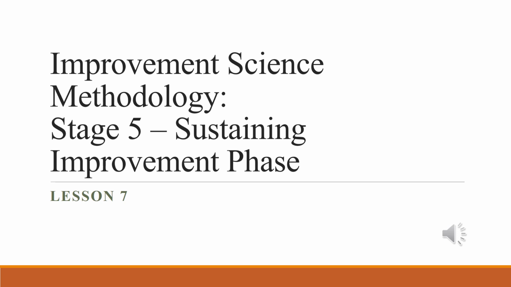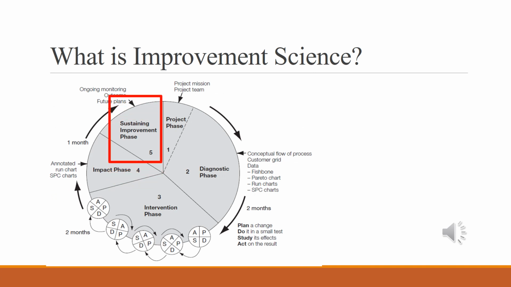Hi everyone, today we're going to cover lesson 7, which is covering the last stage for the improvement science methodology, the sustaining improvement phase. As you can recall, the improvement science methodology consists of 5 phases. So today we're going to look at the last phase, and this phase requires you to continue to monitor and plan for future improvement, including sustaining the change or conducting a full-scale implementation.